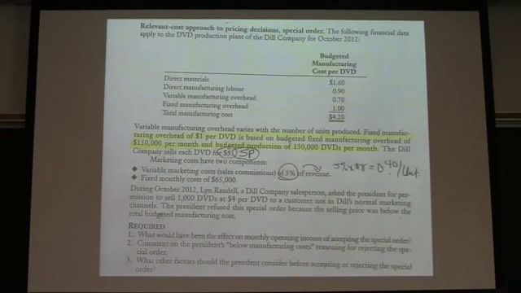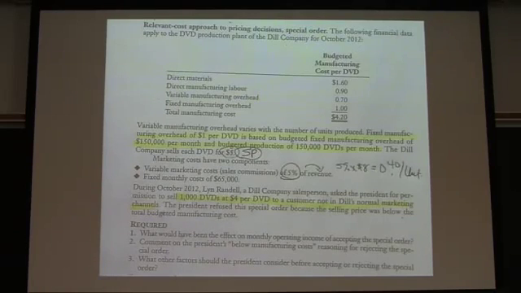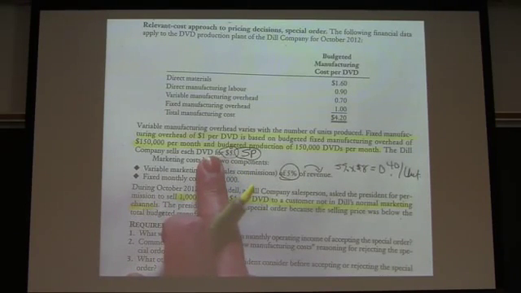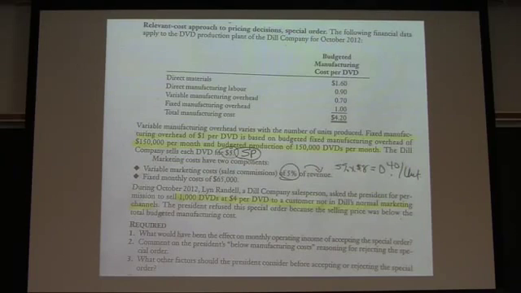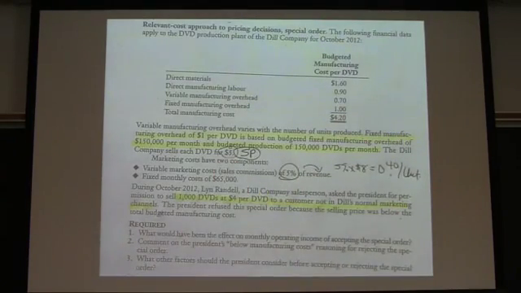Now, in October 2012, Lynn, a company salesperson, asked the president for permission to sell 1,000 units at $4 to a customer not in Dill's normal marketing channel. So it's just a special order. The president refused the special order because the selling price, $4, is below the $5. And it's also below the total manufacturing cost. So not only is it below what we normally sell it for, but it's also below the total cost of manufacturing.